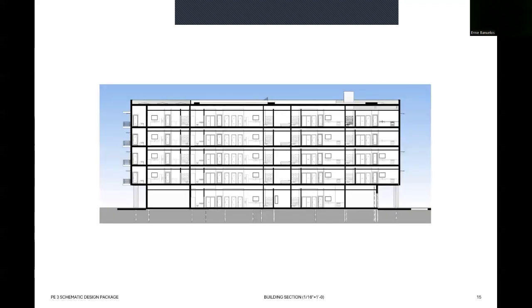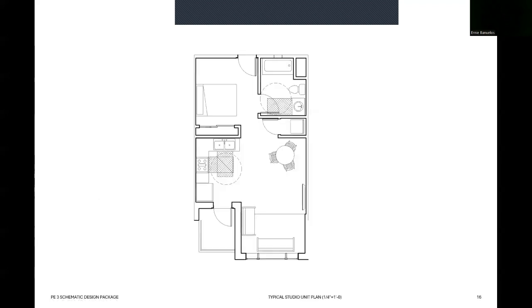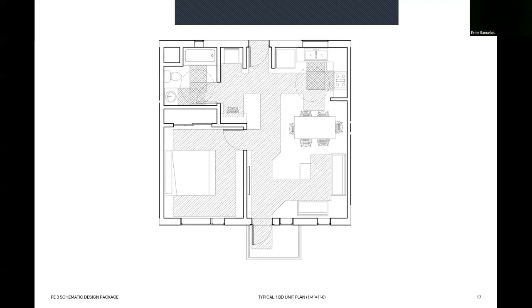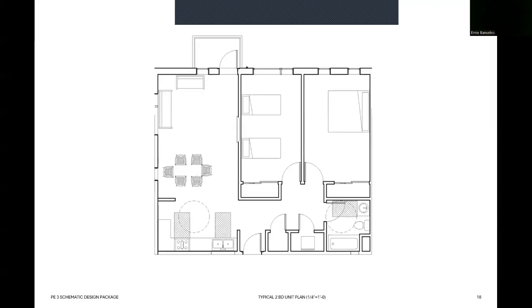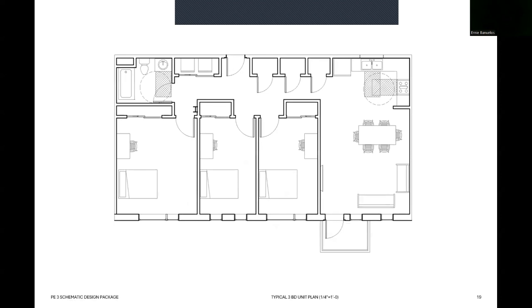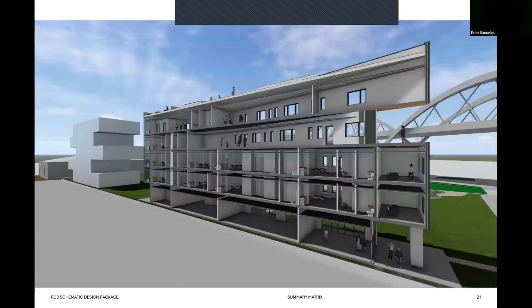Here's the building section. Here's my typical studio unit plan. This is my one bedroom unit plan. Here's my two bedroom unit plan. This is my three bedroom unit plan. And this is my five bedroom unit plan.